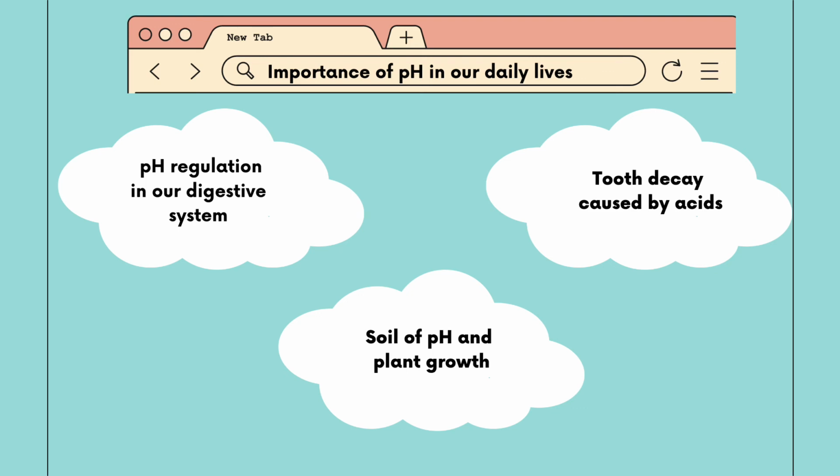Finally, the pH of soil is very important for plant growth, as most of the plants have a healthy growth when the soil has a specific pH which is close to 7, which should be neither alkaline nor highly acidic.